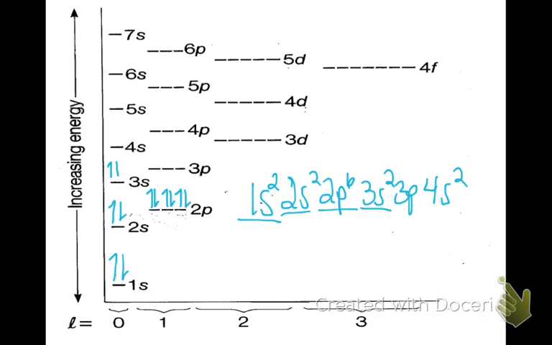3s2 is 1, 2, 3p, oops, that was supposed to be 3p6, 1, 2, 3, 4, 5, 6, and then 4s2, 1, 2. So calcium is actually pretty stable because all of its orbitals are full. Now if we're going to show an ion, we would show that, in fact, it would end up losing the electrons from the 4s sublevel and just show this as the calcium ion.